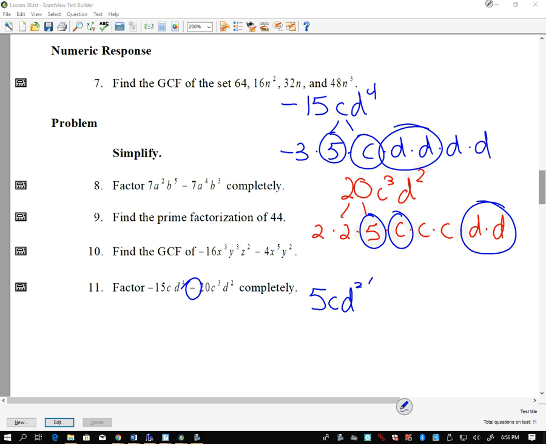Okay, what goes on the left? Well, on the left, we're going to start with negative 3 d squared. So that's what's left. We're going to throw in that minus that we see there, minus 4, 2 times 2 is 4, c squared. Check my answer key here. 5cd squared times negative 3d squared minus 4c squared. This is our answer.